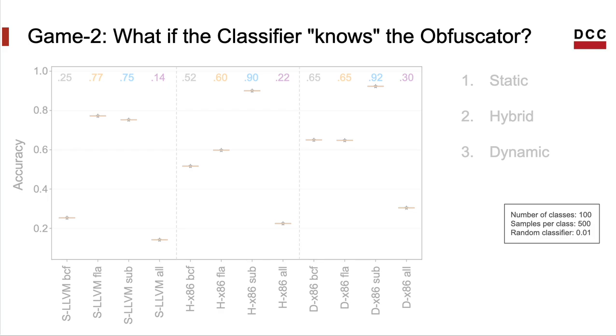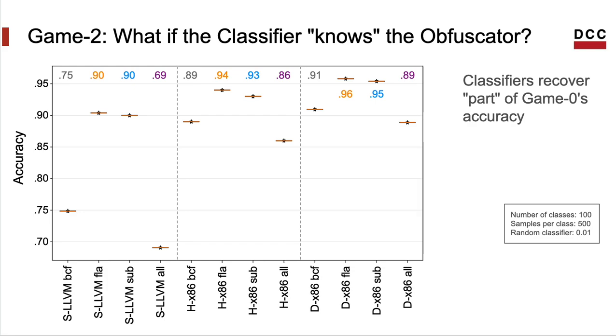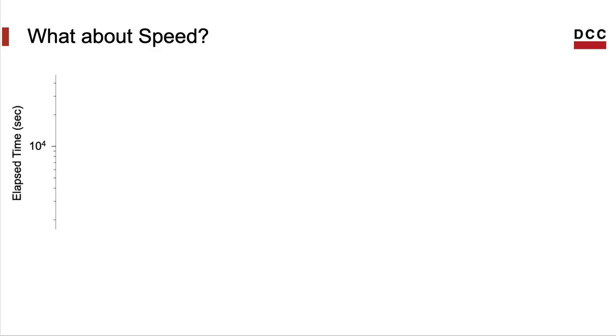Something you might ask is, what if the classifier can also be trained with obfuscated programs? Well, in this case, it recovers back some of the lost precision. And the same pattern happens. The dynamic classifier improves upon the hybrid, which improves on the static.